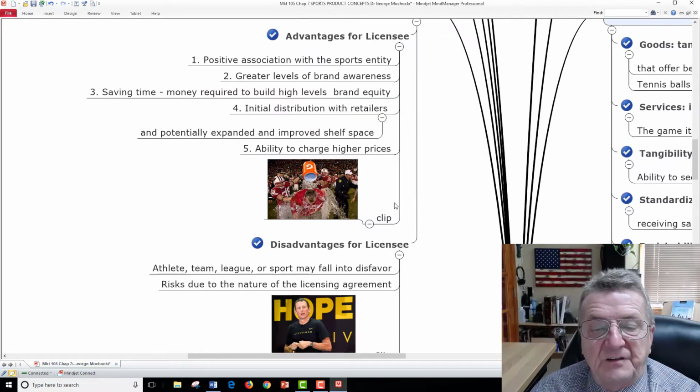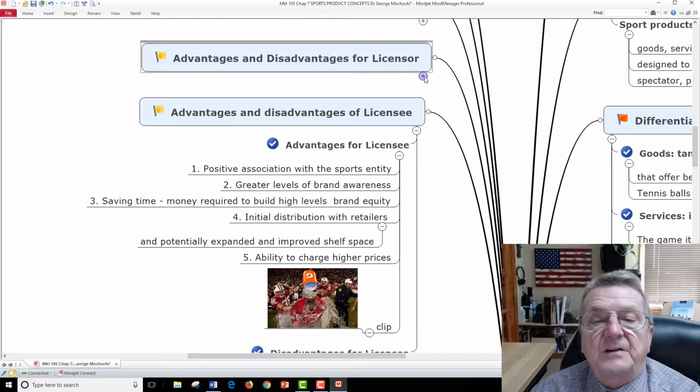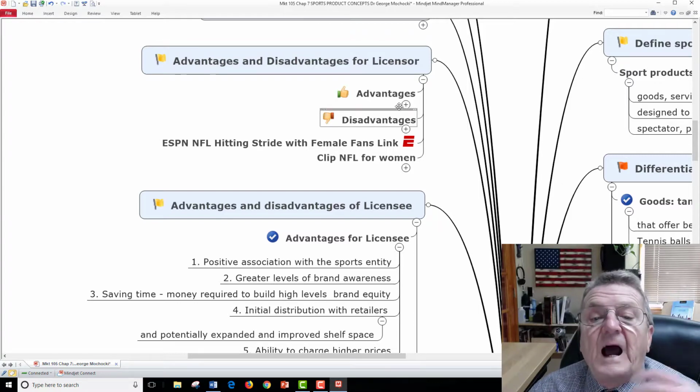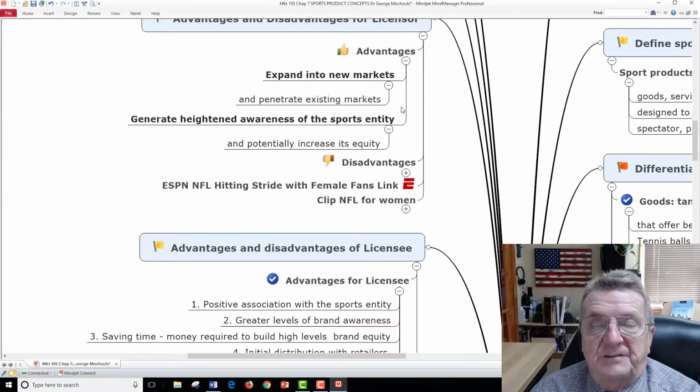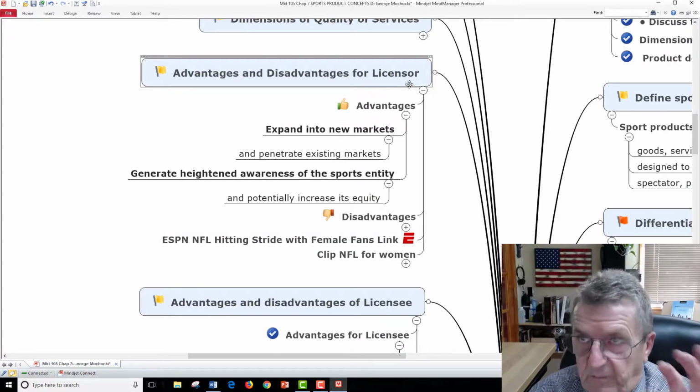Okay, now that's a licensee, so you have everything else in there, right? The disadvantages. Now, what are some advantages and disadvantages of the licensor? I'm basically selling my brand. I'm with the Cubs. I'm selling the brand. Expand it to new markets and penetrate existing markets. Generate heightened awareness of the sports entity and potential increases. That's what I'm doing. I'm expanding into other markets because I've got my brand.